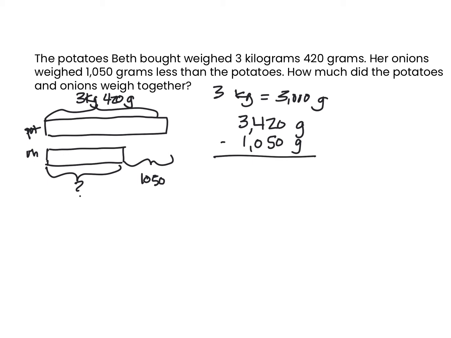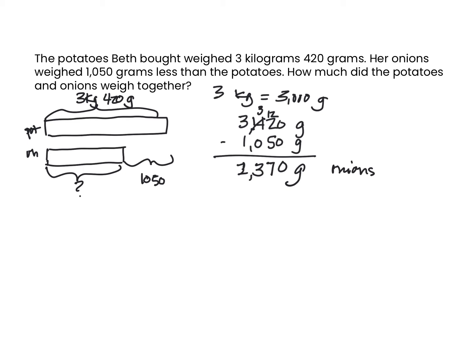So we're good here. We can subtract across our ones. We're going to have to regroup here with our 10, so 12 minus 5 is 7. And that left us with 3 there, and 3 minus 1 is 2. So 2,370 grams is what her onions weighed. But we're not done because, as it said, it's how much the potatoes and onions weigh together. So we are going to have to do that together. So let's look at that.